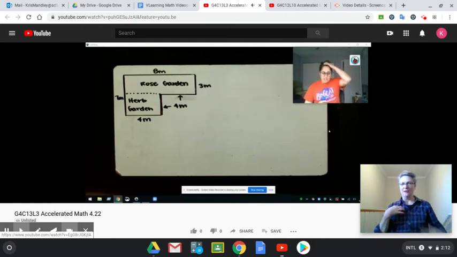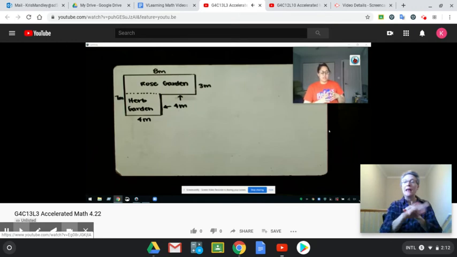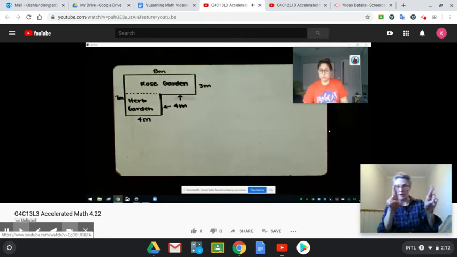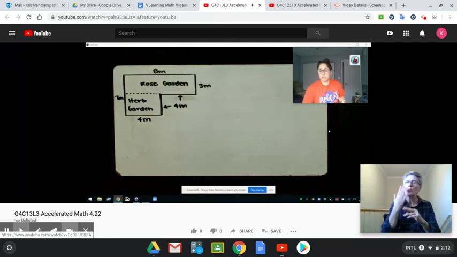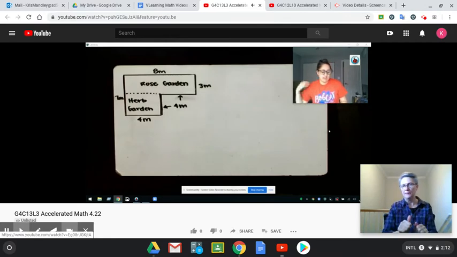All right, so today we're taking area a little bit farther. And we're starting to think about finding the area of combined rectangles. And what that means is that you've got a figure that has more than one rectangle in it. And we're going to figure out how we can use what we know about area to find the total area for that figure. So let's look at this example, right?